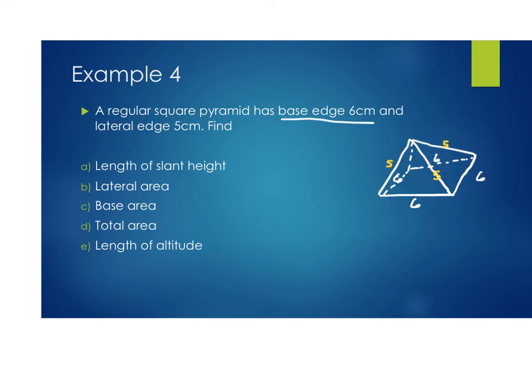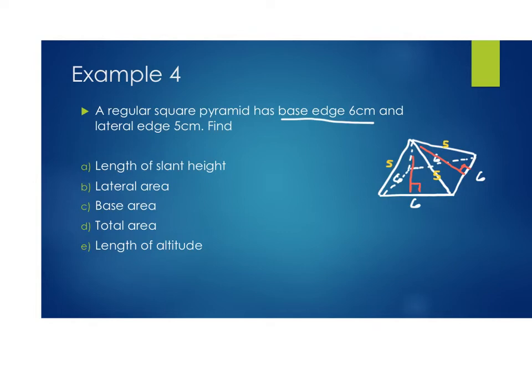The first thing they're asking me to find is the slant height. And my slant height, I'm going to draw it. It can either come straight down here, and it'll form a right angle. There could also be one here. All of the lateral faces have a slant height.